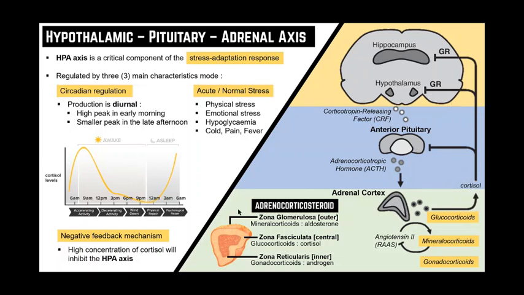You can see here, this is the structure of your adrenal gland. It consists of the adrenal cortex, and inside here, the red color is your adrenal medulla. I want to focus on the adrenal cortex. The adrenal cortex consists of three zones: the zona glomerulosa, the outer layer; the central layer, the zona fasciculata; and the inner layer of the adrenal cortex, which we call the zona reticularis. Each layer produces different adrenocorticosteroids.